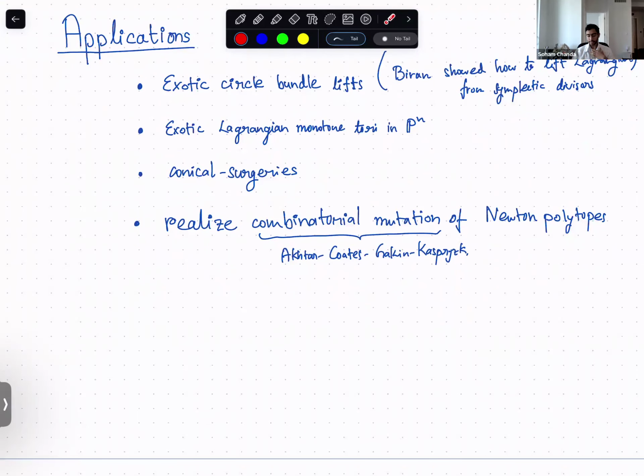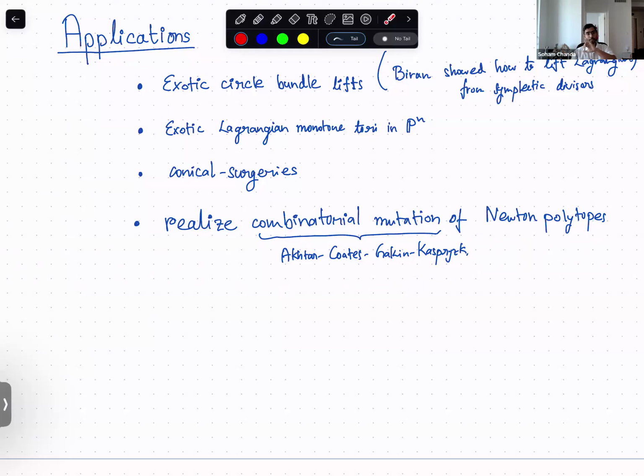And the last thing is that Akhtar, Coates, Galkin, and Kasprzyk have this version of combinatorial mutation for Newton polytopes, which comes up and is important in the mirror symmetry context. This surgery realizes it on the symplectic side.